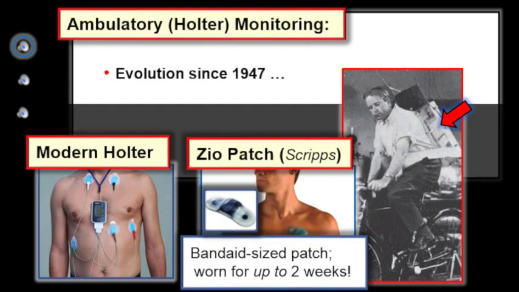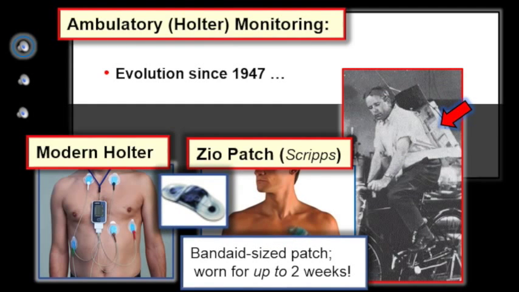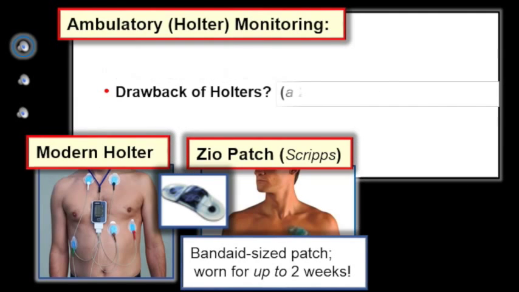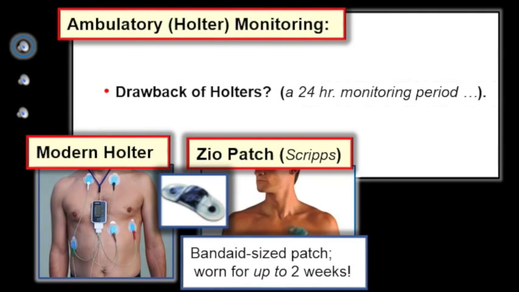One of the main drawbacks of Holter monitoring had been limitation to a 24-hour monitoring period, which was problematic if arrhythmias were infrequent. For example, a patient might have a sustained run of ventricular tachycardia only occur every week or two, which might be totally missed if monitoring was limited to 24 hours.